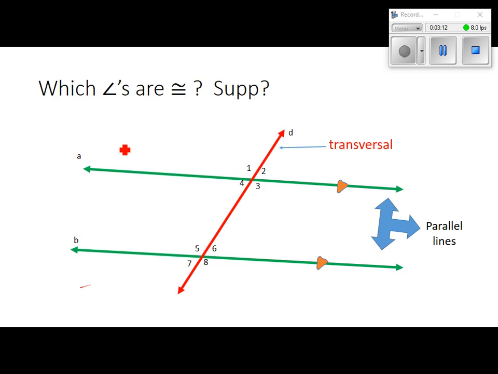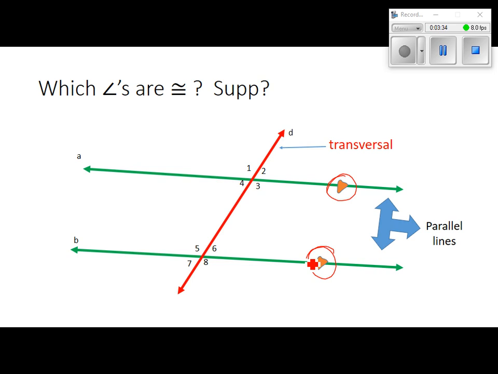Are we ready? Looking at this picture, what do these symbols tell us again? Parallel. So those two lines are parallel. The red line's called a what again? Transversal. Sean, you couldn't read that, could you? That was sort of an easy question there.